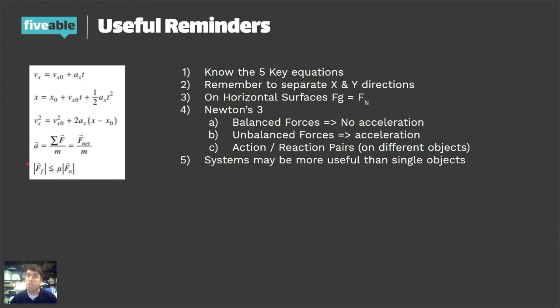main forces equations. So we have a = F_net/m, Newton's second law in equation form, and then our friction equation, F_f ≤ μF_n, where F_n is the normal force and μ is our coefficient of friction. Okay. So those 5 equations, knowing when to use them and plug them in is really important for us.